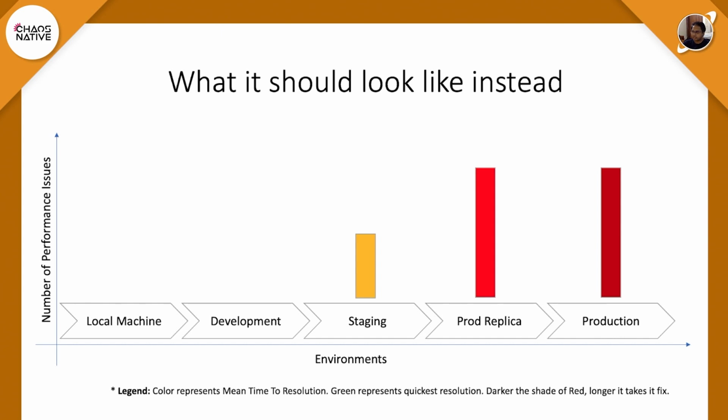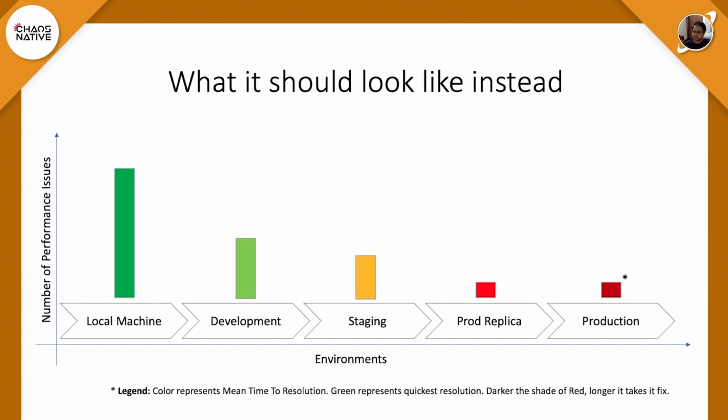What should it look like instead? We'd like to identify most of the issues on our local machine, and then there are those issues which we cannot discount. Some of them can only be tested or figured out in the higher environment because of the nature of the issue itself. But largely, we'd like to identify as much as possible on a local machine or towards the left-hand side. That's what we mean by shift left here.